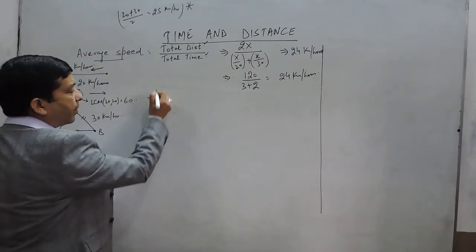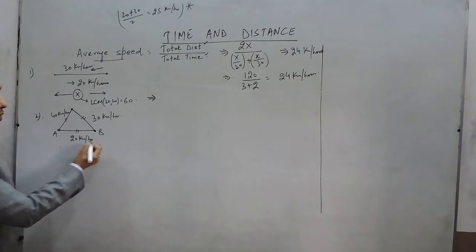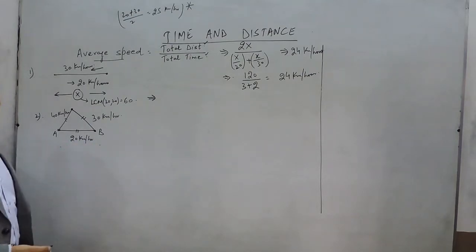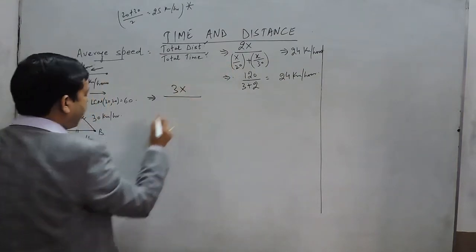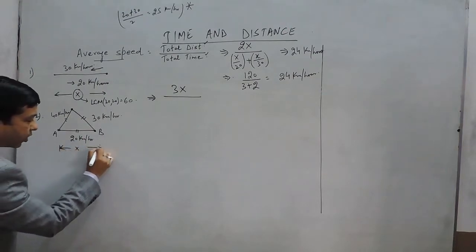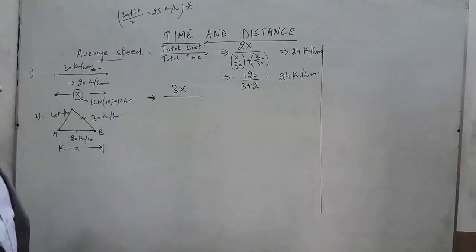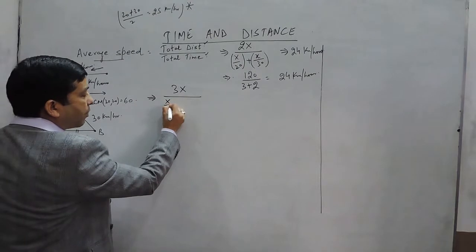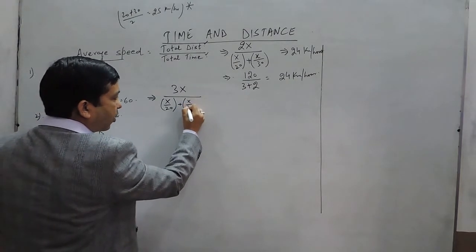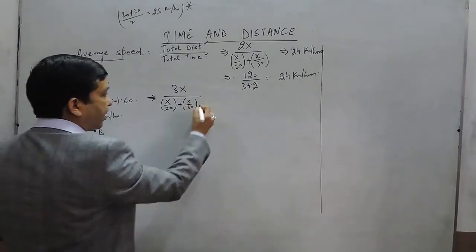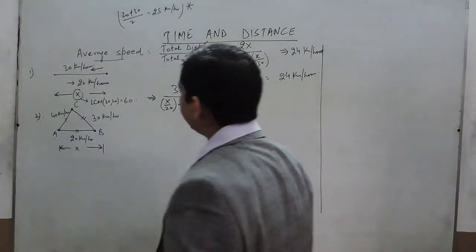The right solution will be, because we know the average speed is total distance divided by total time, we can assume the total distance. If I take the distance from this point to this point as x, then this is also x and this is also x. The total distance becomes 3x and the total time becomes x upon 20 from A to B, plus x upon 30 from B to C, and x upon 40 from C to A.